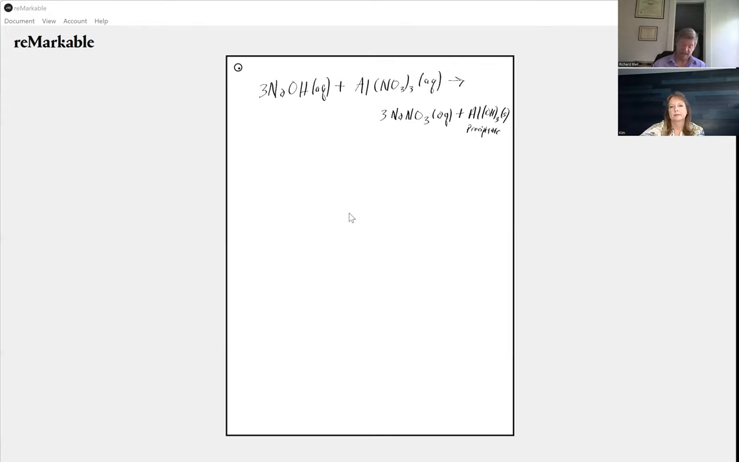We've talked about ionic compounds before undergoing dissociation. Now, this is your traditional chemical reaction. This is how you traditionally would write your chemical reaction.